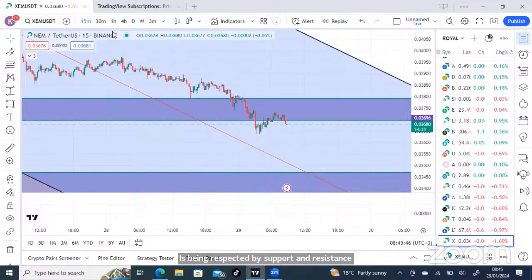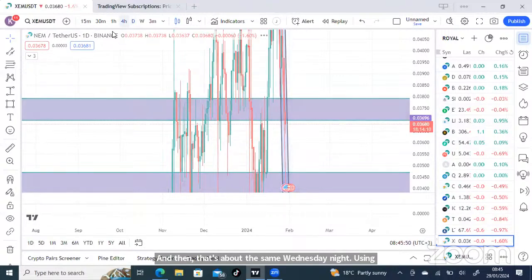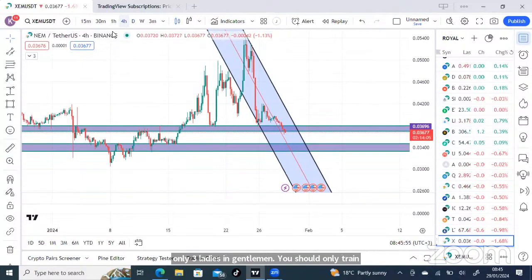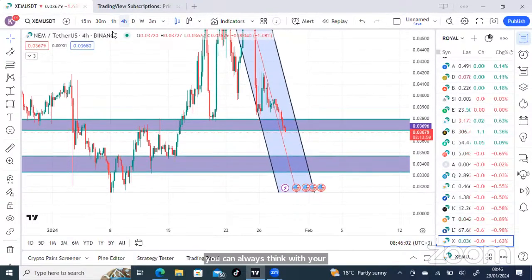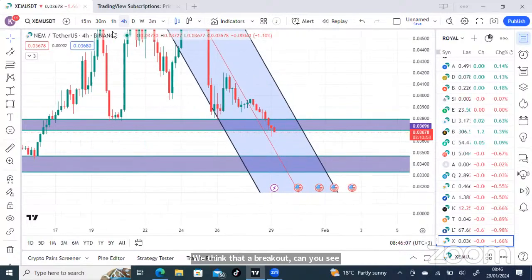And then someone is saying, when should I trade? You should only trade, ladies and gentlemen, if the market breaks your resistance. Because generally you can always see with your naked eyes that this coin is coming down. We say that a breakout, can you see guys? This is a red candle which was showing a reversal, but there is also another red candle that is closing below. If it closes below, then you can be sure that this coin is still going down.